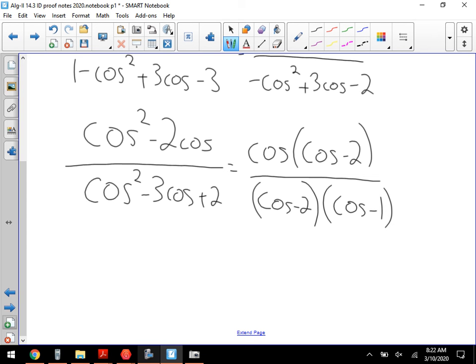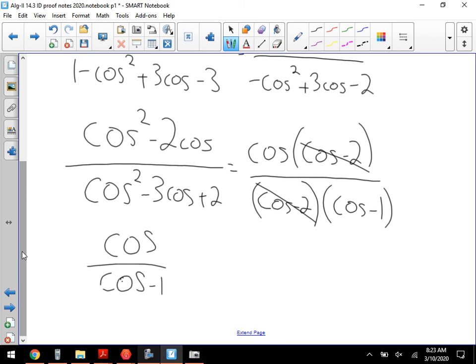Now I have terms which I can simplify. So far, so good? So it's a verify. Was this a verify? Yeah, it's one where you have to verify. Let's see what we'd have to do then.